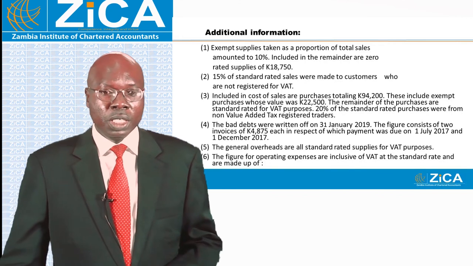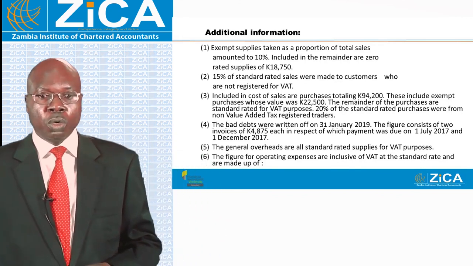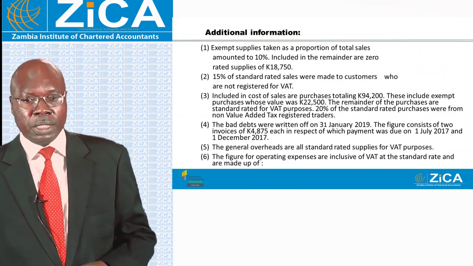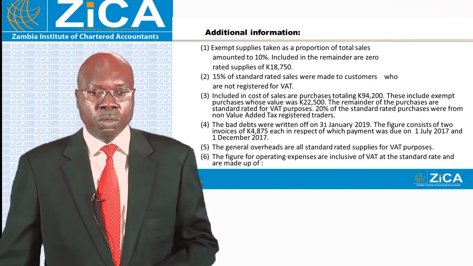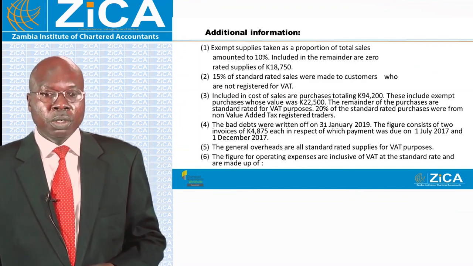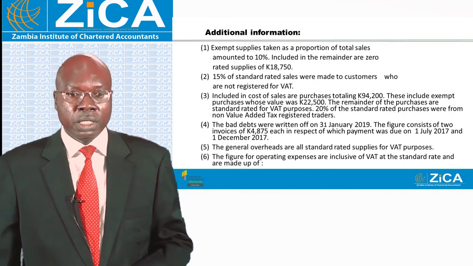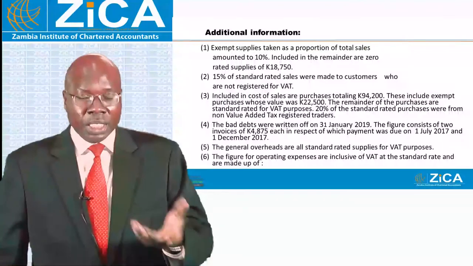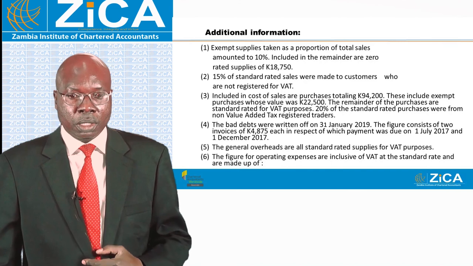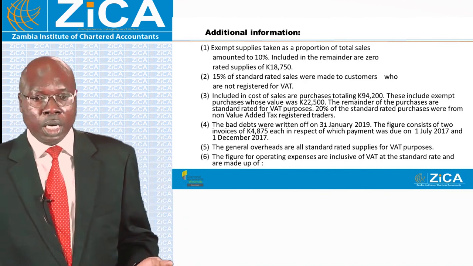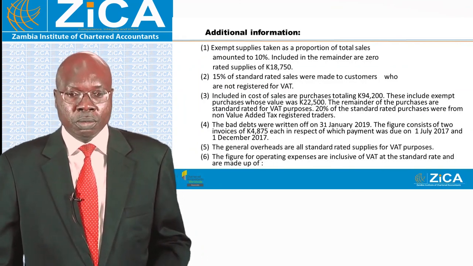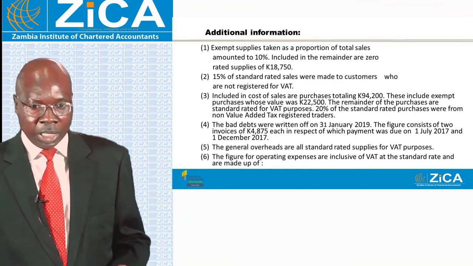Number three, included in the cost of sales are purchases totaling 94,200. These include exempt purchases whose value was 22,500. The remainder of the purchases are standard rated for value added tax. 20% of standard rated purchases are from a non-VAT registered trader. Now, purchases qualify as input tax. You can claim back your purchases. But if you bought from suppliers who are not registered for VAT, it means that you have no opportunity to claim the input tax.